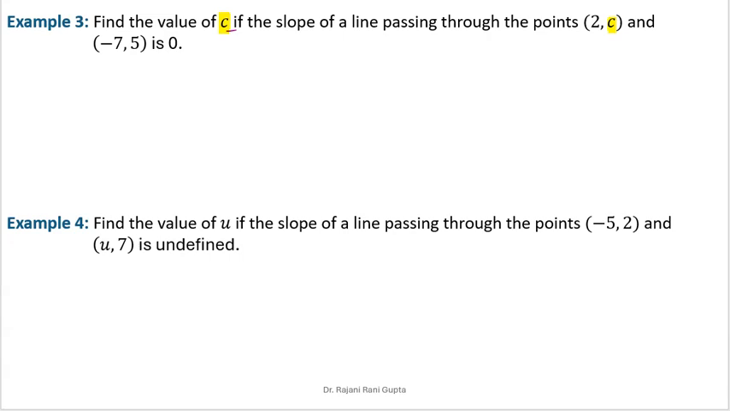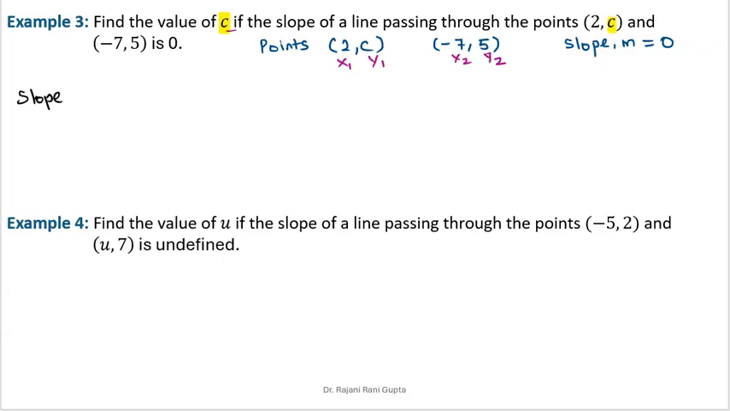First of all, write what is given. You have the points. What are the points? 2, comma c and minus 7, comma 5. And the slope, which you are denoting by m, is given as 0. So doing the same thing, this is x1, y1, this is x2, y2. Writing down the formula for slope. m is y2 minus y1 over x2 minus x1.